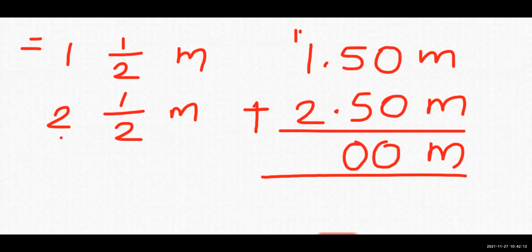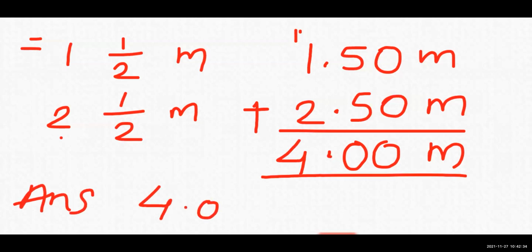Now point plus point will become point only. See, we have to pay attention to the point as well, we should not leave it out like that. So point plus point will become point. So 2 plus 1 will become 4. So what is our answer? Our answer is 4.00 meter. See, it is given in the form of a question.